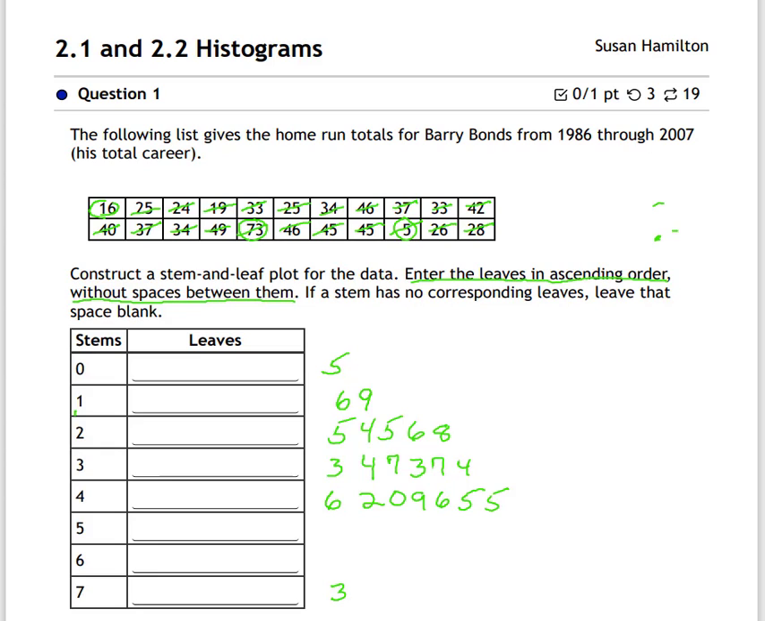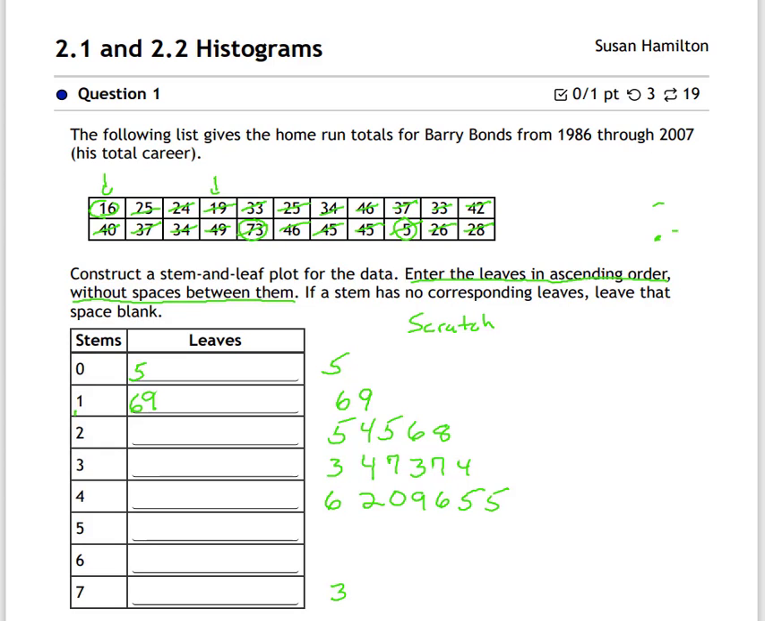Now that I have this scratch work done, there are a few things we want to look at. I haven't actually entered my data into the table, and the reason is my leaves have to be in ascending order. So this one's easy. I have a 5. For the 1s, the 6 and 9 mean I have a 16 and a 19 in my data, right? 16 right here, 19 right here. So I'm going to write a 6 and the 9 right next to it.